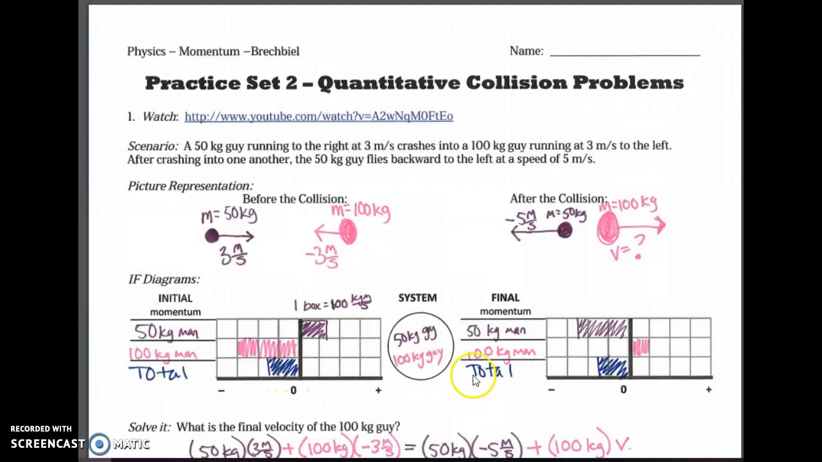The total initial and the total final has to remain the same. That's the law of conservation of momentum. So I shaded 1.5 boxes to the left for the total, which means that the 100 kilogram man must have a momentum that is equivalent to 1 box to the right, or 100 kilogram meters per second.